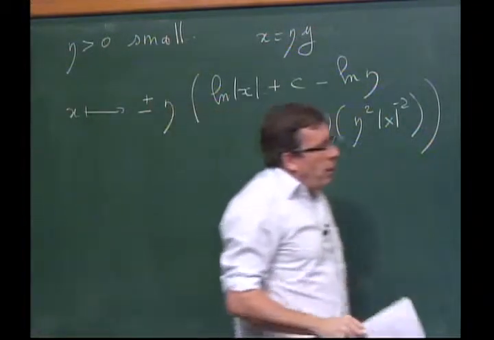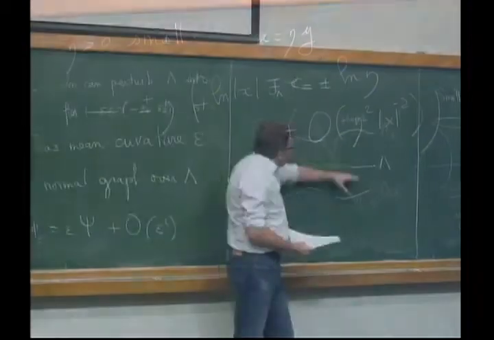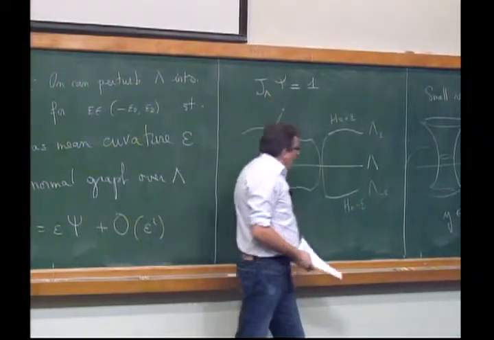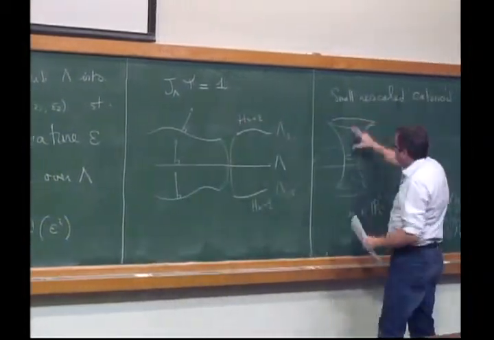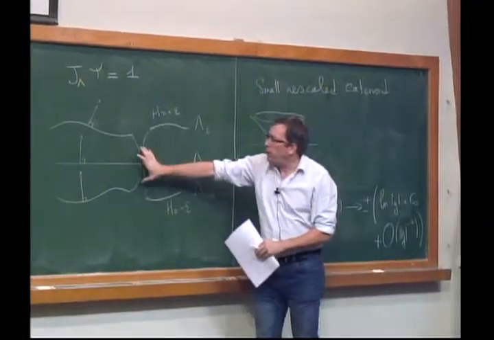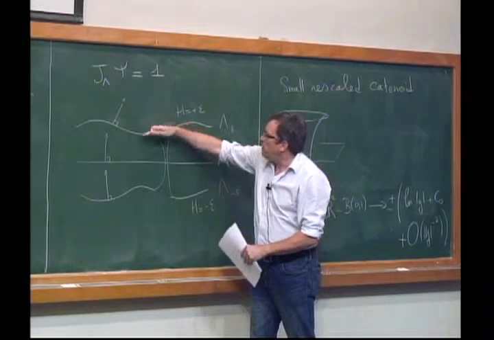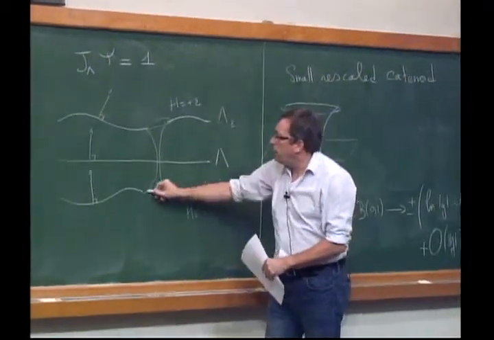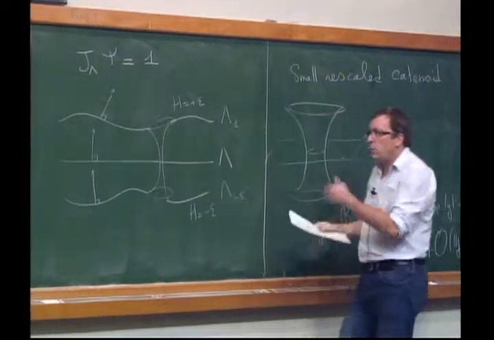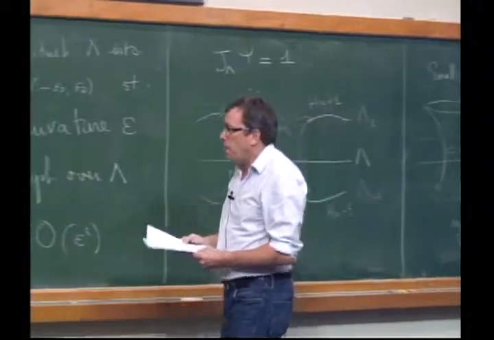Now, this parameter epsilon is very small, so this size here is very small. What you can do is embed a piece of the catenoid here and try to do a connected sum of this leaf here and that leaf there using a piece of catenoid. And this is what we are going to understand.